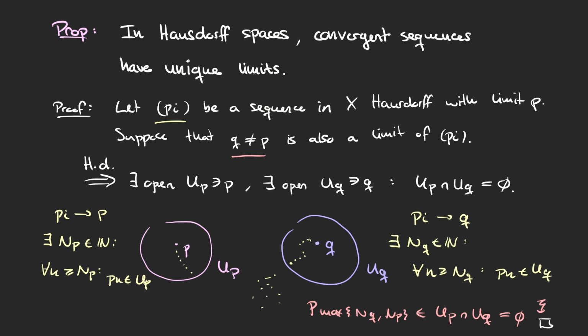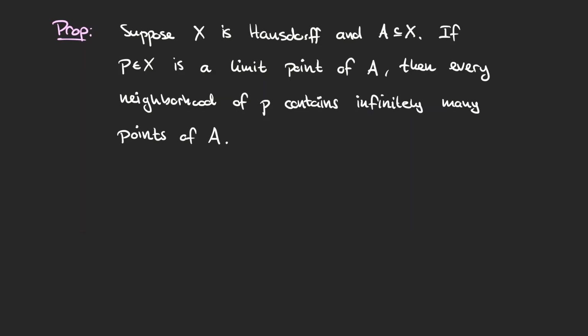Okay, so this is nice. We've seen that finite sets in Hausdorff spaces are always closed, and that convergent sequences in Hausdorff spaces always only have a single limit. Now, the final proposition we'll look at concerns limit points of sets in Hausdorff spaces. For this, we suppose that X is Hausdorff and that A is some subset of X. Now, if a point P is a limit point of A, then every neighborhood of P contains infinitely many points of A. To understand this statement, we need to recall what a limit point of a set is.